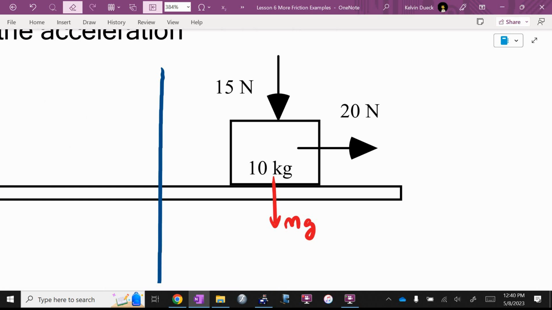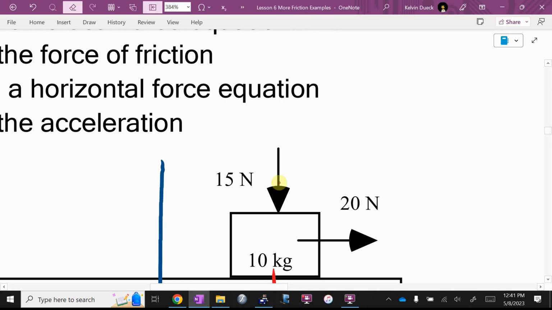What else? Bigger? Smaller? Or the same size as mg? You know what? Not the same size, because there's an extra vertical force. Bigger, yeah. Because the normal force is having to cancel out mg and the 15. I'll exaggerate it so it's stupid obvious.